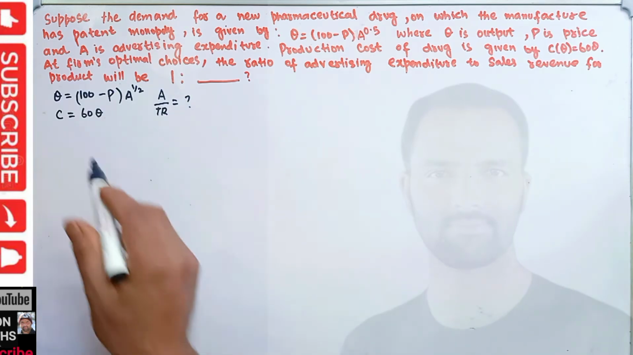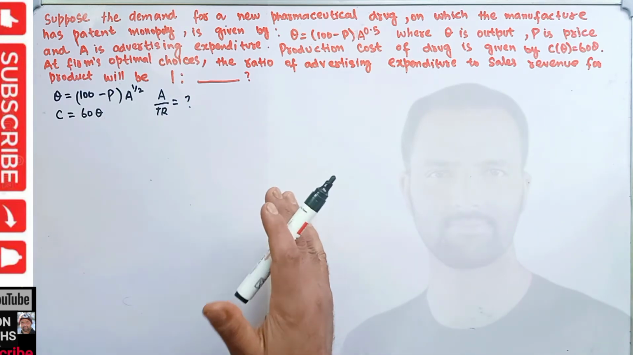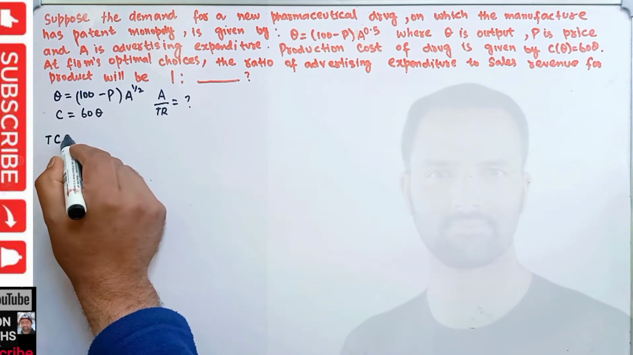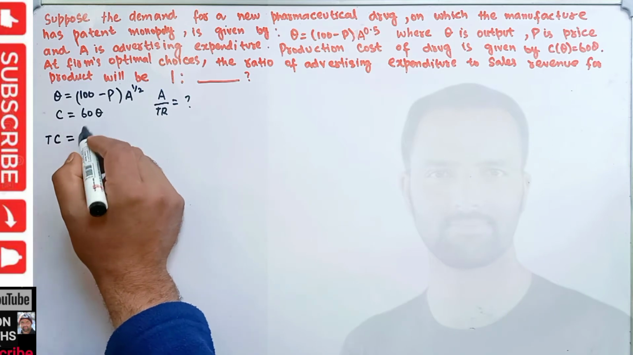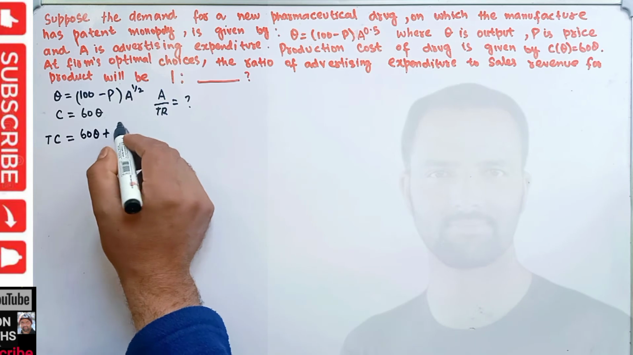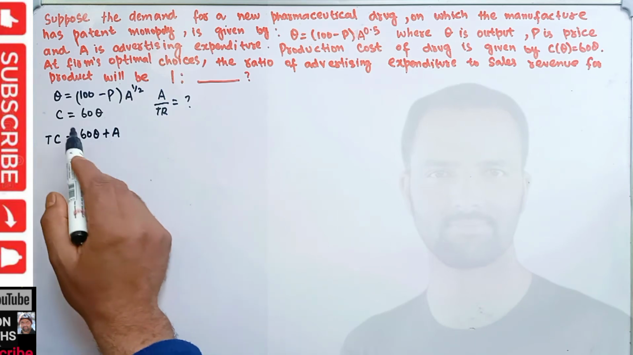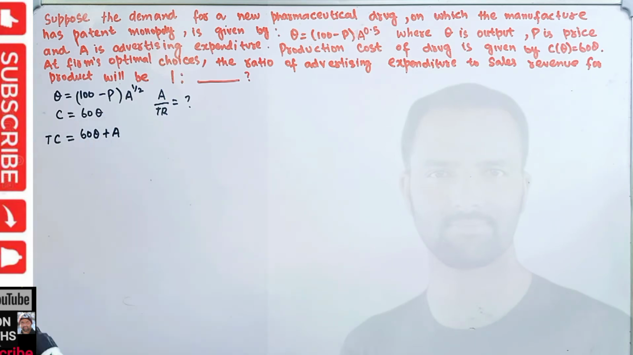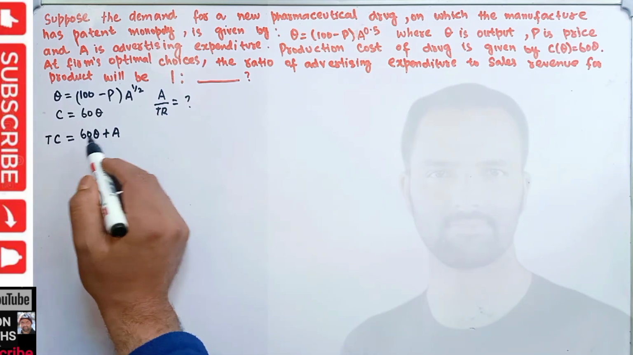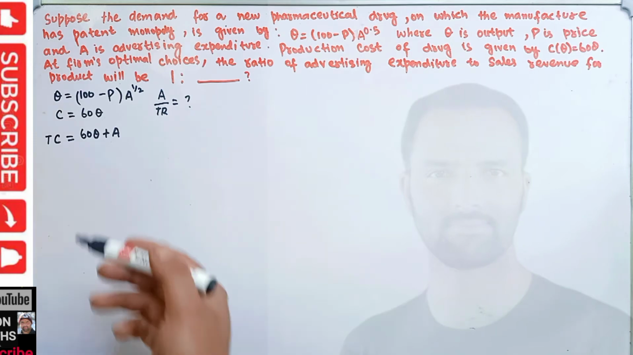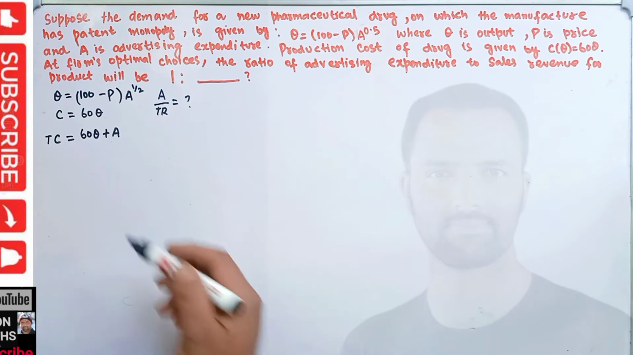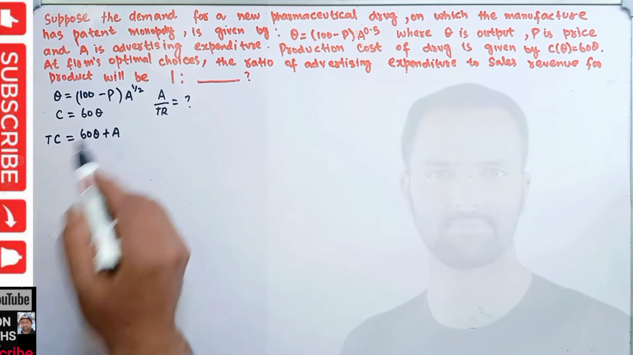Now, what will be the total cost for the manufacturer? The total cost will be simply the production cost, that is 60Q, plus the advertising cost. It is to be remembered that since this is the production cost, total cost will be the aggregate of the production cost and the advertising expenditure. Obviously there will be costs on advertising, so total cost will be 60Q + A.